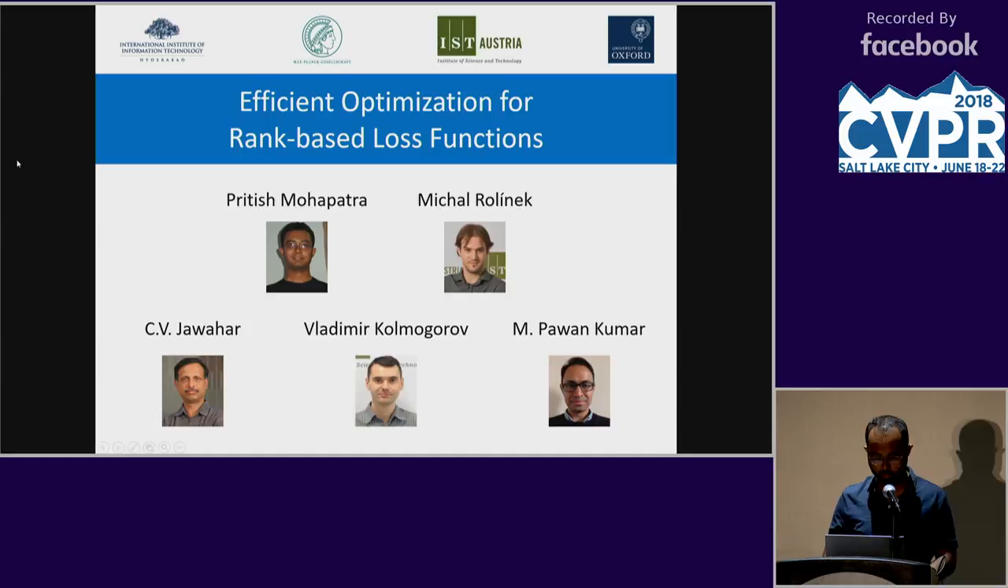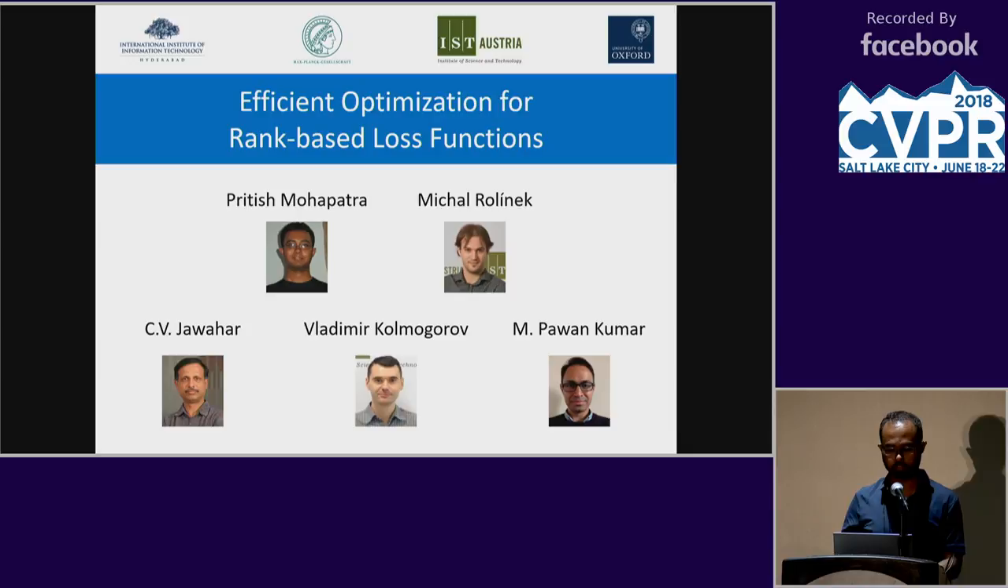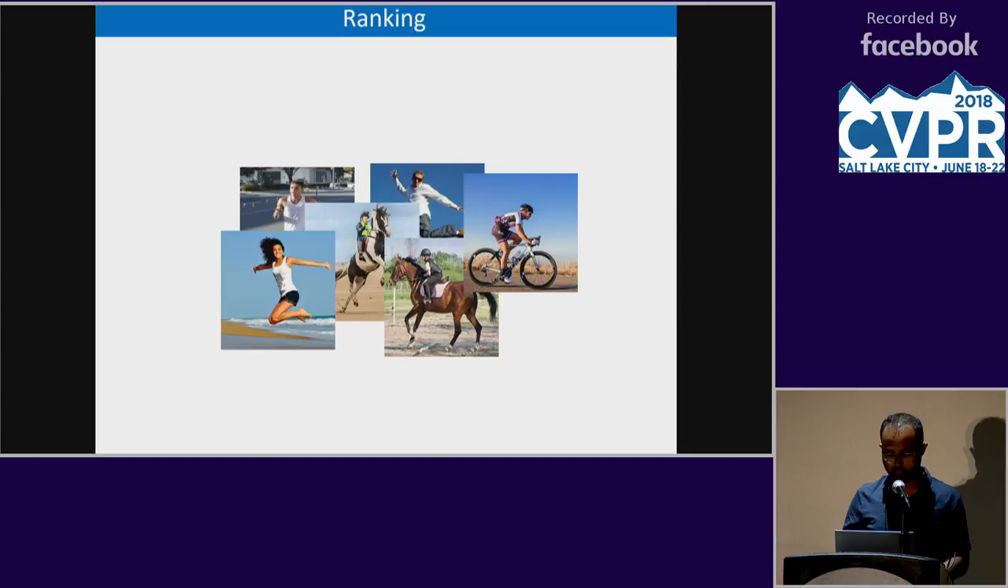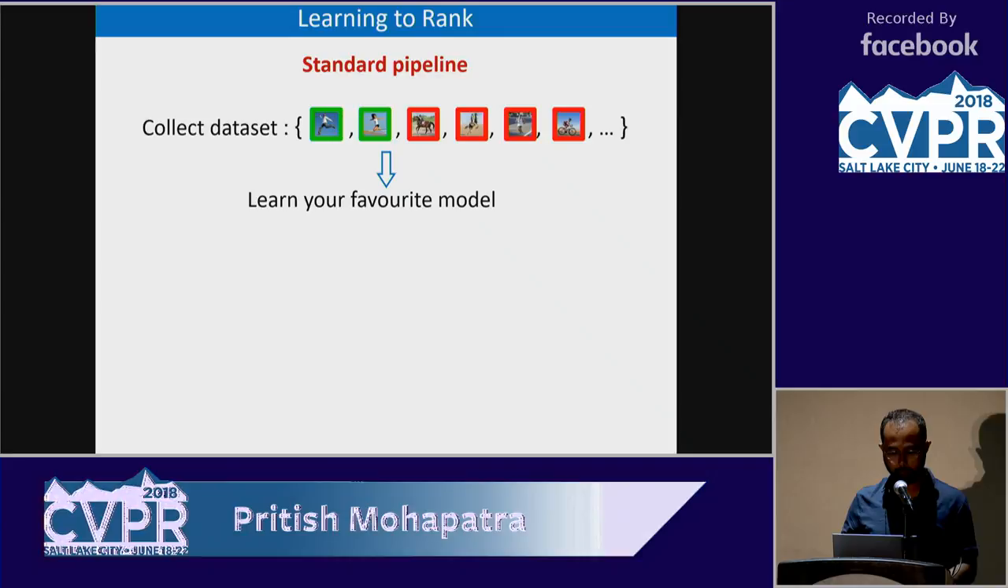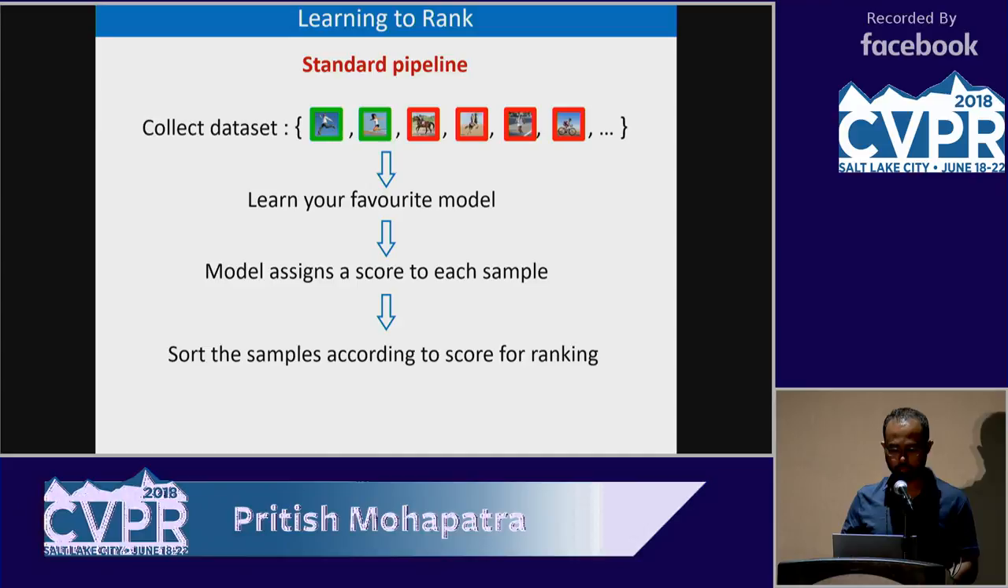Hello everyone, I'll be presenting a work on efficient optimization for rank-based loss functions. To explain this work, let's start with the problem of ranking, in which given a set of images and a query, in this case the action jumping, you'd want to rank the images according to the relevance to the query. The standard pipeline to do this is to first collect a data set, then use the data to learn a ranking model. The ranking model then would assign a score to each of the samples, which you then use to sort the samples to get a ranking.